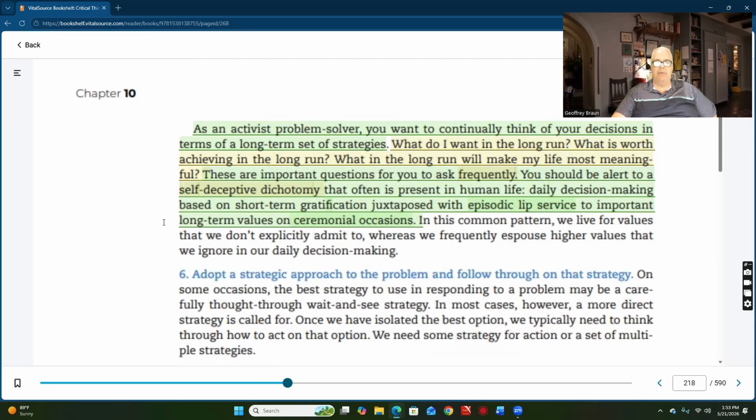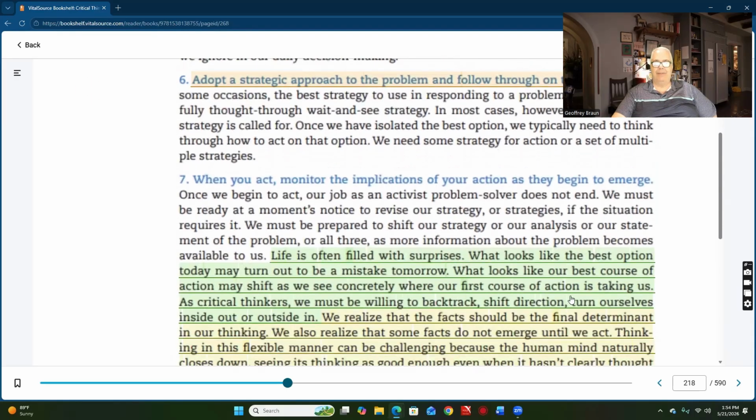In this common pattern, we live for values that we don't explicitly admit to, whereas we frequently espouse higher values that we ignore in our daily decision making. Don't know what the word means? Look it up. Adopt a strategic approach to the problem and follow through on that strategy. Self-explanatory, is it not? When you act, monitor, right? Monitor the implications of your action at the beginning and as it emerges. So you really have to watch things, right? Be vigilant, right?